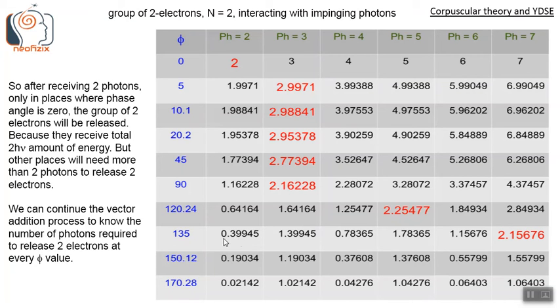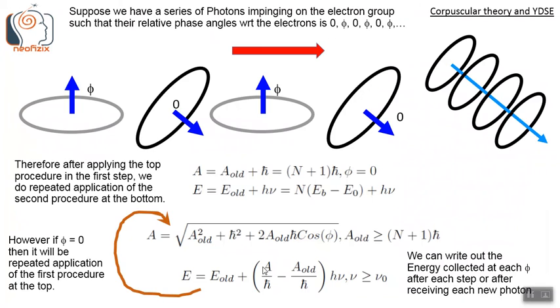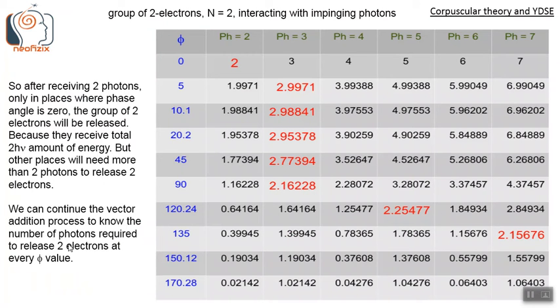So we can continue the vector addition process described here. We can continue this process to know the number of photons required to release 2 electrons at each of these phi values. For example, let us consider 135 degrees. When the 2 photons fall on the system, only this much is collected. When the third photon falls, this is the total energy of the system. When the fourth photon falls, it becomes this, and so on.